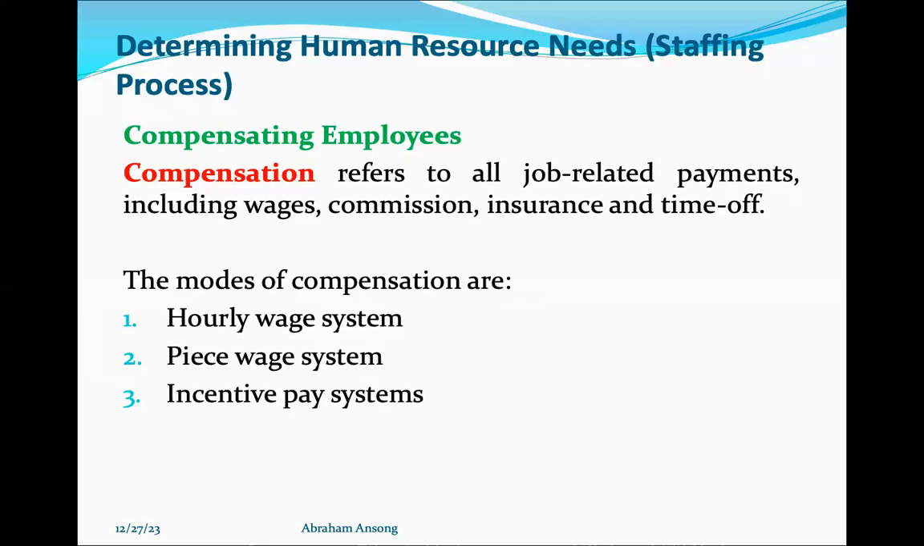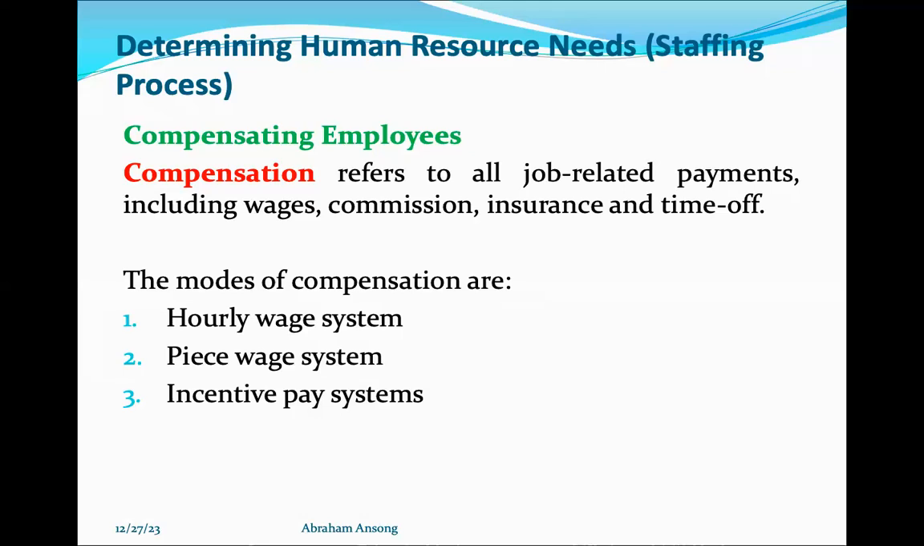If it is a service, we will normally use the hourly wage system, where you are paid based on the number of hours that you've worked. If it is manufacturing, where you need to produce something tangible, or a construction sort of industry, they can use the piece wage system. That doesn't mean they can't use the hourly wage system. They may choose to use that as well.